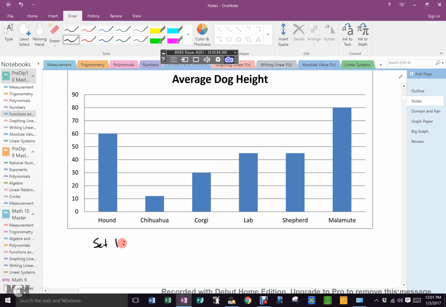Set 1 is what? Breed of dog. Excellent. Breed. And set 2, what's the other piece of information that is being counted? Height. Excellent. Easy peasy, lemon squeezy, right? Okay. So now you're going to learn something new.